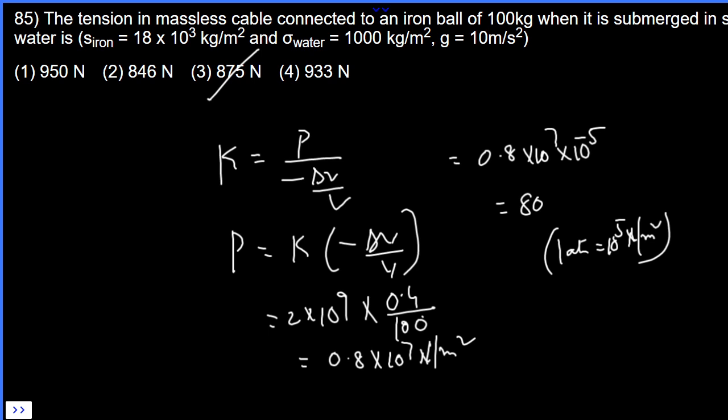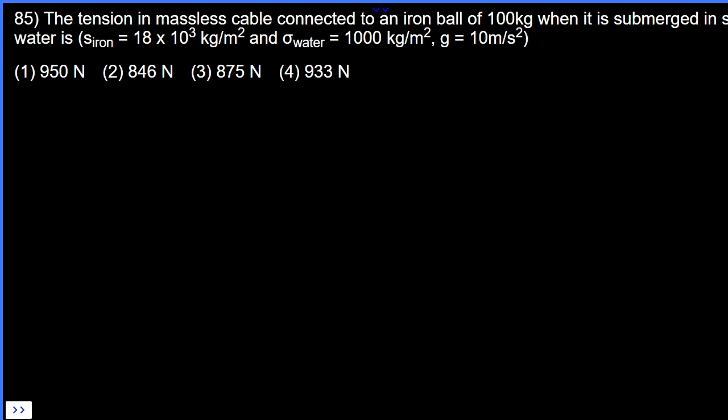Next one, problem number 85. The tension in a massless cable connected to an iron ball of 100 kg and submerged in sea water. Density of iron is 8, not 18, it is 8 into 10 cube kg per meter cube, and the density of water is 1000 kg per meter cube, and g is equal to 10 meter per second square.